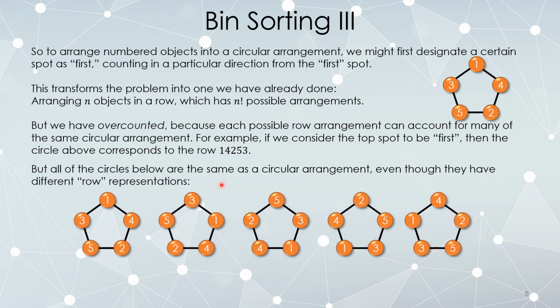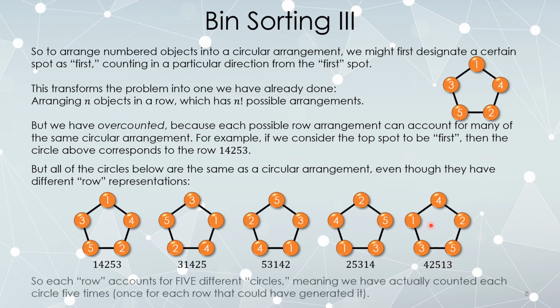But all of the following diagrams could also be the same circular arrangement: 1, 4, 2, 5, 3, rotated into each of the five positions. But if I specifically was designating the top location as first, they would generate different rows. If I specify the top as first, here's our original 1, 4, 2, 5, 3, but this now looks like 3, 1, 4, 2, 5. It's a different row arrangement, even though as circular arrangements they're the same. All of these are different rows, even though as circular arrangements I want to be counting them as the same.